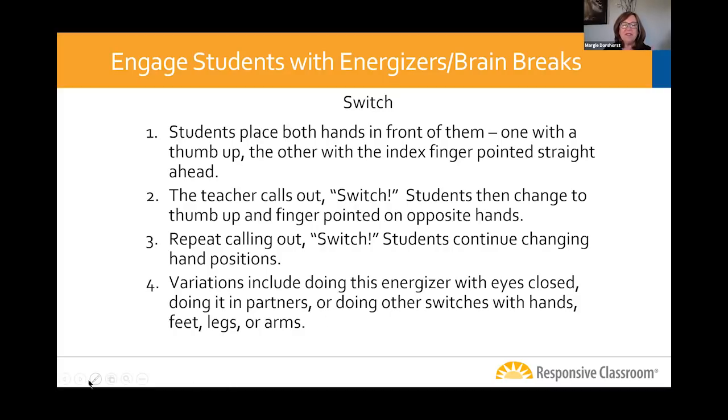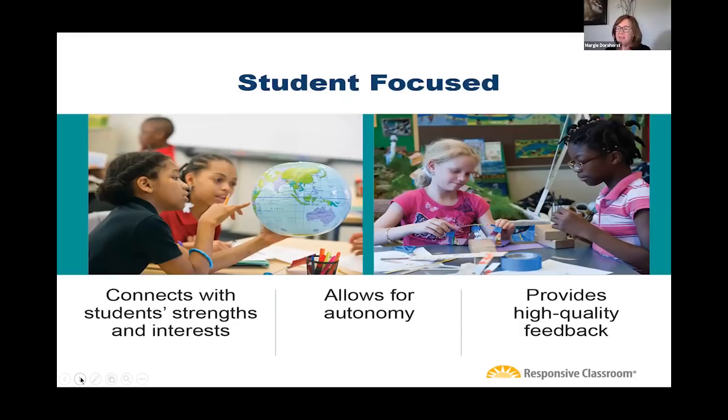A third characteristic of engaging academics, and this is the last one, is that not only should it be purposeful, challenging, and pedagogically sound, but it should be student focused. And it seems like a given, but it's not always easy. And I think sometimes it becomes even harder as the models that we have right now are just taking so much of our thinking time. But anytime you can connect with students' strengths and interests, you're going to increase that level of engagement.